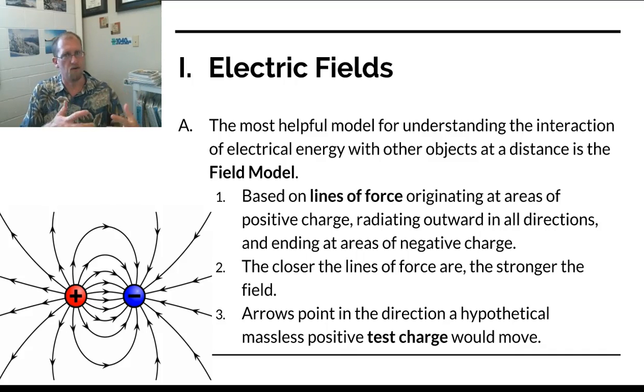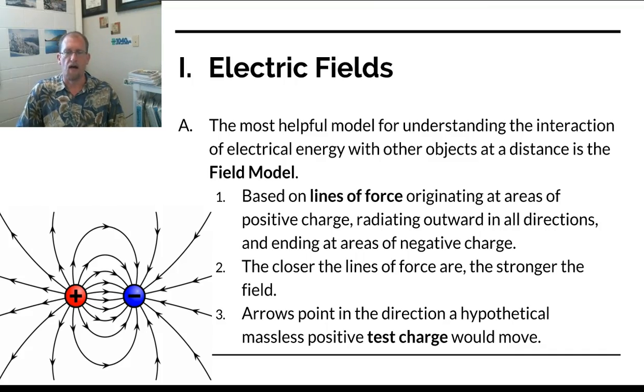So, having restated that, the field model is that we're going to pretend that from a source of positive charge, there are these things called lines of force that go from the positive charge out in all directions. They radiate outward in all directions from a source of positive charge, and they can be curved so that they all end at a source of negative charge.